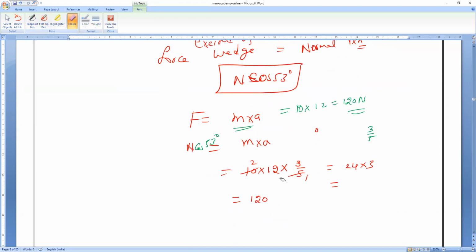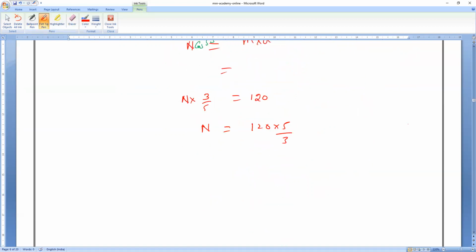So here, N cos 53 is equal to M into A. The M into A value we got: 12 into 10, which is 120. So N into cos 53 value, which is 3 by 5, is equal to 120. So N is equal to 120 into 5 divided by 3. Now you can solve it fast. What is the answer? Tell me.